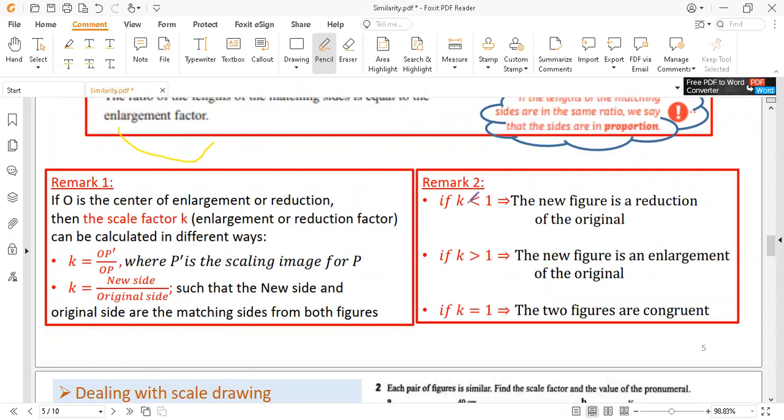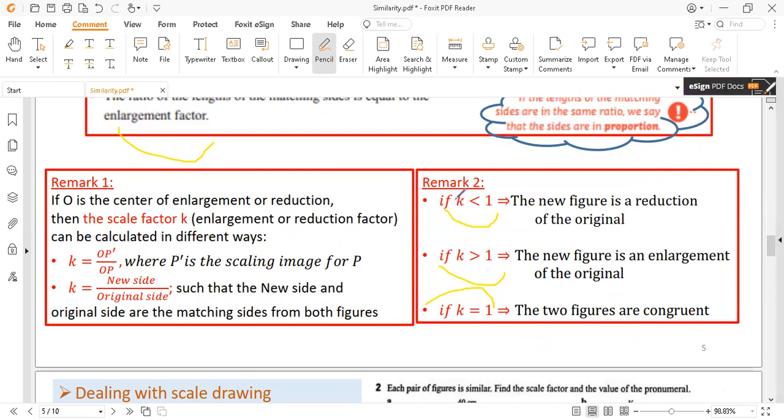We explained before that if K is smaller than 1, we have a reduction of the original figure. If K is greater than 1, we enlarge our original figure. But if K is equal to 1, we have two congruent figures, or simply identical figures.